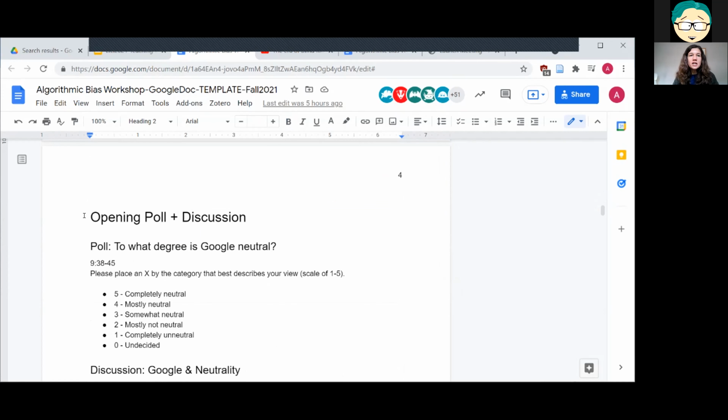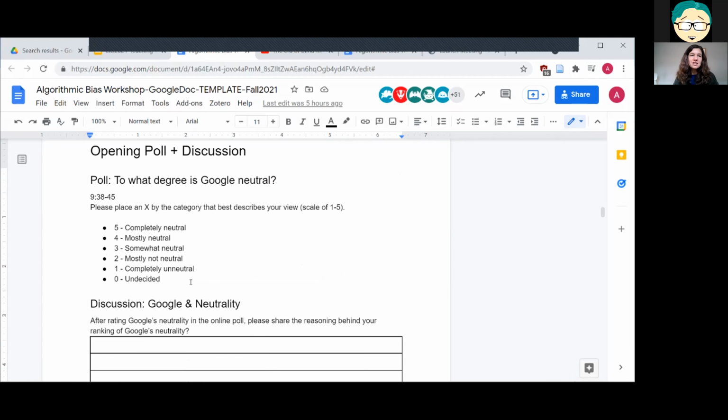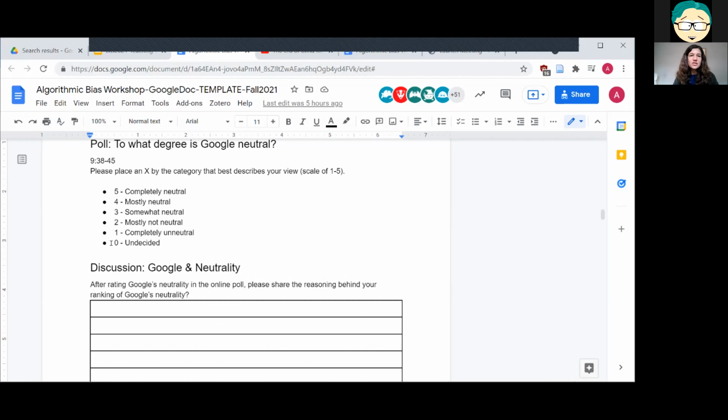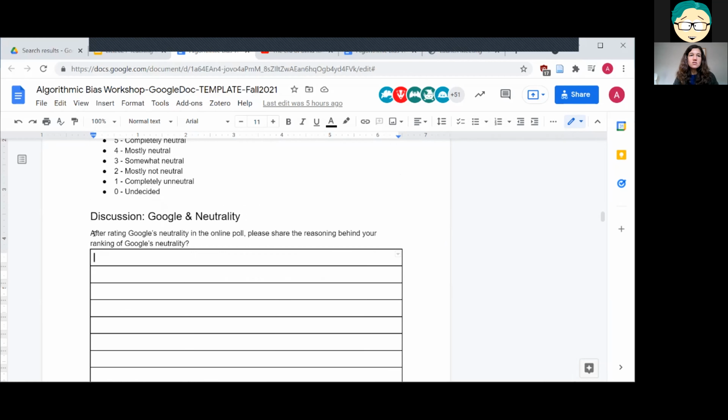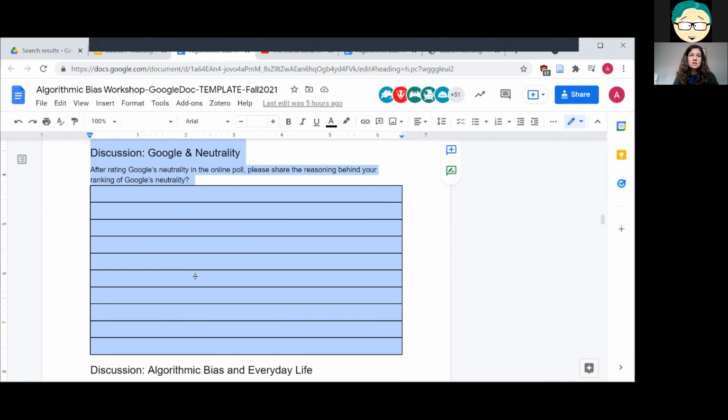And then I do a kind of informal poll. I frame this workshop as, is Google neutral, even though we're not only talking about Google. And so I ask people to put an X by the category that best describes what they think about Google in terms of neutrality, right? Scale from 5 to 0. And then I ask them to explain their rating in this next question here. So that also opens up some interesting discussion.